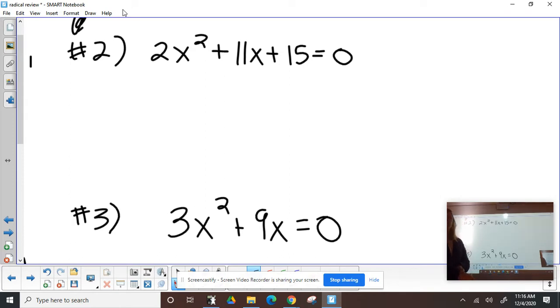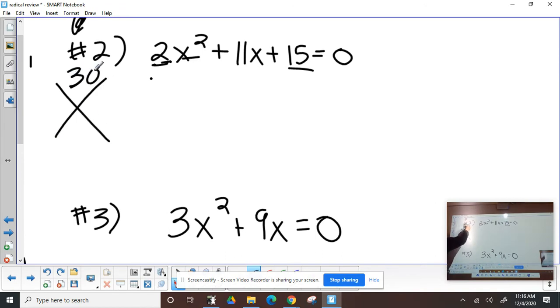So for question number 2, the first thing you want to do is multiply A and C together. I'm going to multiply A and C together and put that at the top of my crisscross. So 2 times 15 is 30. And then I need 11 at the bottom. That's going to tell me what magic numbers multiply to get 30 and add to 11. That's going to be 5 and 6. So 5 times 6 makes 30, and 5 plus 6 equals 11.